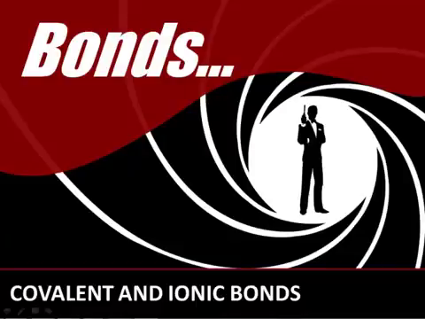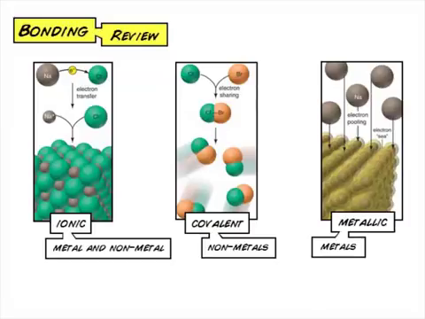This video reviews bonds, covalent and ionic bonds. Let's start by reviewing bonding. There are three main types of bonding: ionic, covalent, and metallic.